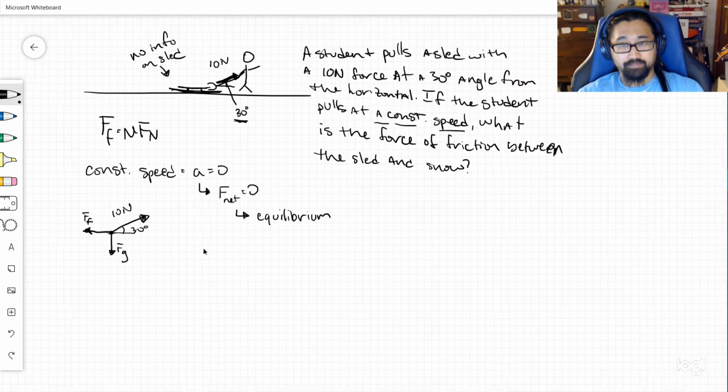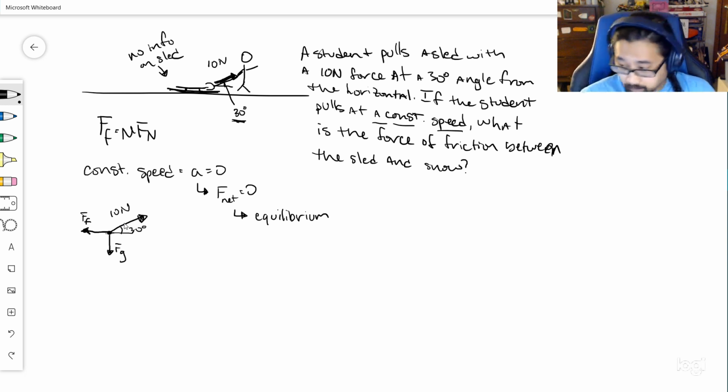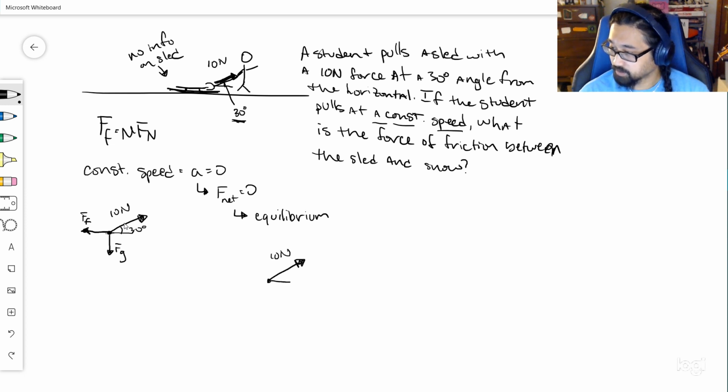So this 10 Newton force at an angle is perfectly equaling these other two forces. Which means if I take that 10 Newton force and split it up into a horizontal piece and a vertical piece, and again this is still 30 degrees, then this horizontal piece should be the same as the force of friction. If I can find this side of the triangle, then I also find the force of friction.